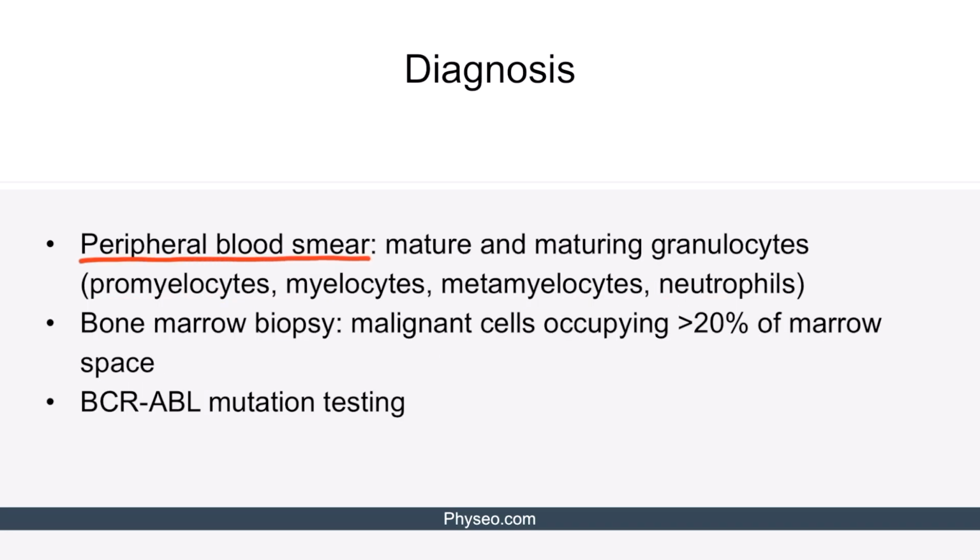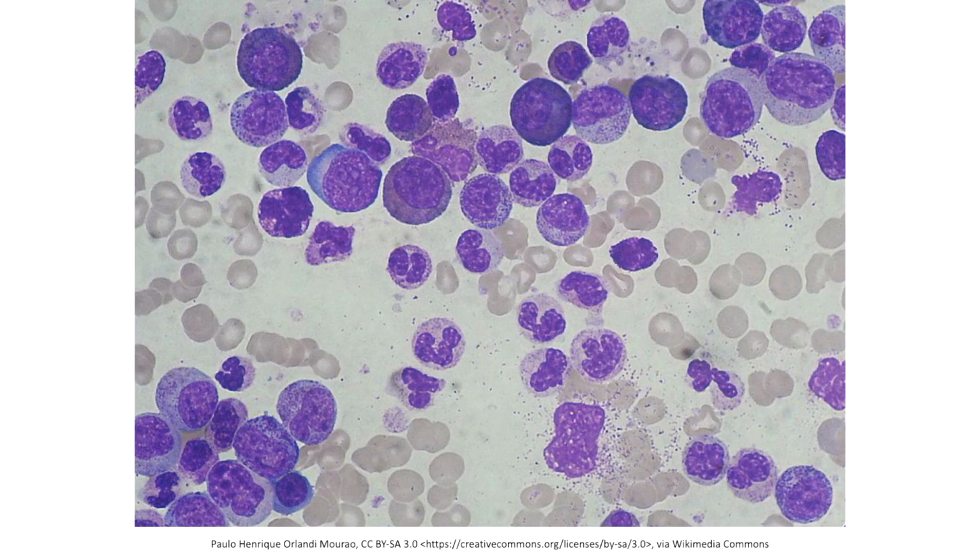A peripheral blood smear in a patient with CML will show mature and maturing granulocytes, mostly promyelocytes, myelocytes, metamyelocytes, and neutrophils. A bone marrow biopsy usually shows malignant cells occupying greater than 20% of the marrow space. And we can also perform BCR-ABL mutation testing to aid in the diagnosis. This is a peripheral blood smear image of a patient with CML. And notice the granulocytes at different stages of development.